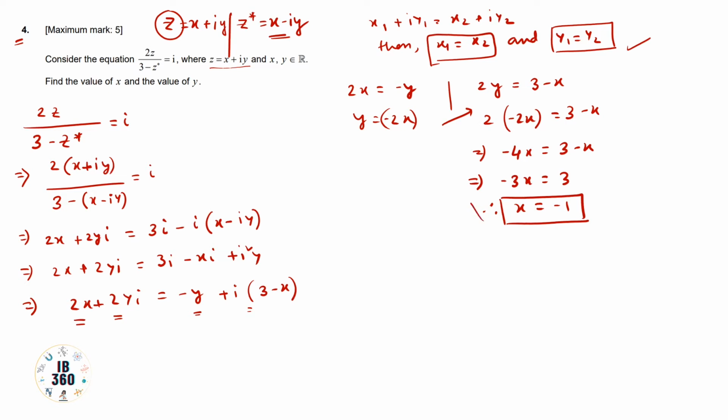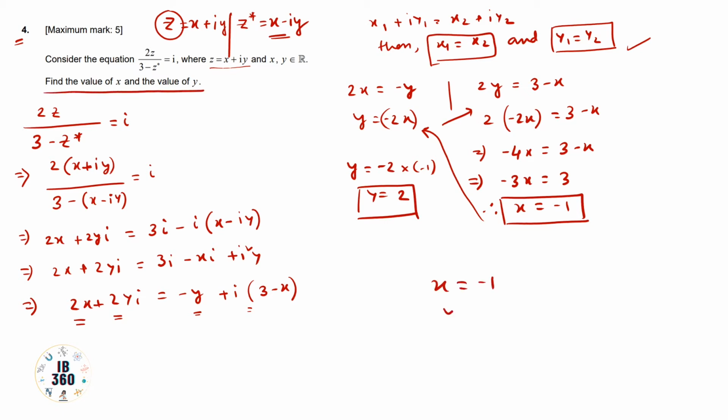So now we will put the value here and we will get y equals minus 2 into minus 1, that is 2. So y equals 2 and x equals minus 1. So the value of x and y: x equals minus 1 and y equals 2. This is the value. This was a very simple question.